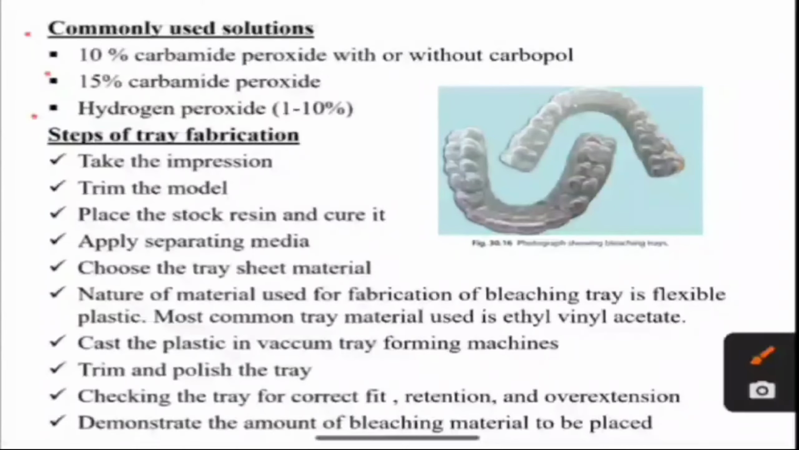Next one is steps for tray fabrication. In the figure you can see a bleaching tray. First the impression is taken, after that the model is trimmed, and the stock resin is placed and cured. After that separating medium is applied and the tray sheet material is used. The commonly used material is ethyl vinyl acetate. After that, it is formed in a vacuum tray forming machine, trimmed and polished, and checked for correct fit, retention or any over extension. After that the bleaching material is placed in order to demonstrate.